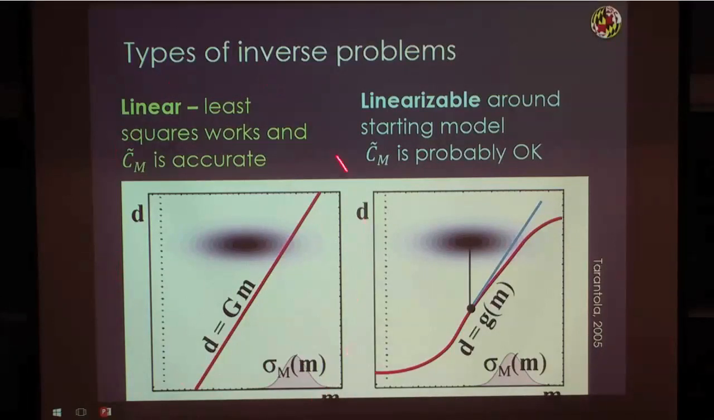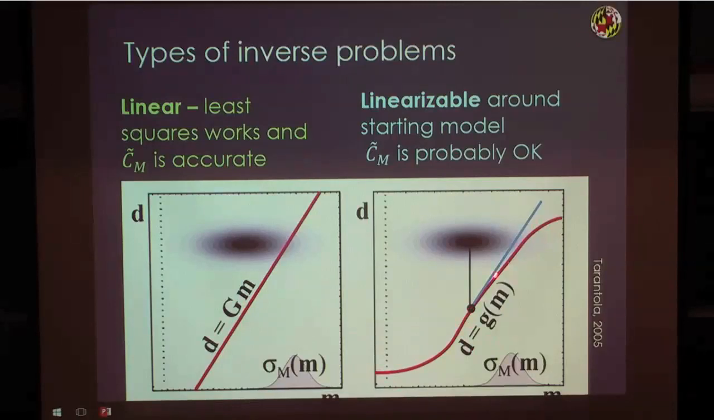This is a great problem. Least squares works if your data uncertainty is Gaussian, and this C_M tilde is accurate. In other words, it provides an accurate description of what the true uncertainty on your model estimates is.